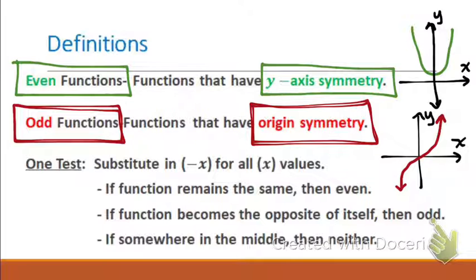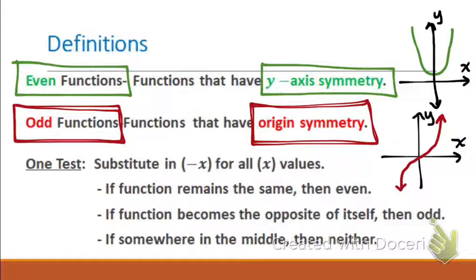Y-axis symmetry, even functions, this is a type of line symmetry. It's a very specific type of line symmetry. Origin symmetry is point symmetry. So if I had a piece of tracing paper and I were to trace this function on my tracing paper and then put a push pin right on the origin and give it a 180-degree rotation, half a circle, it would line up with itself. That's what origin symmetry is.